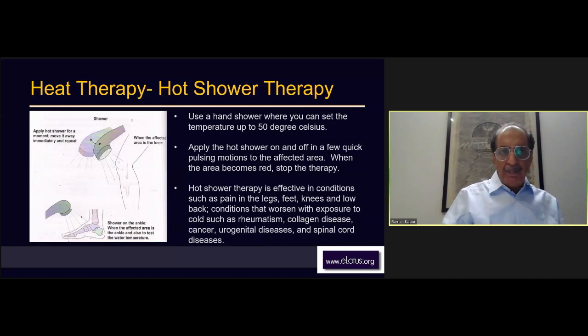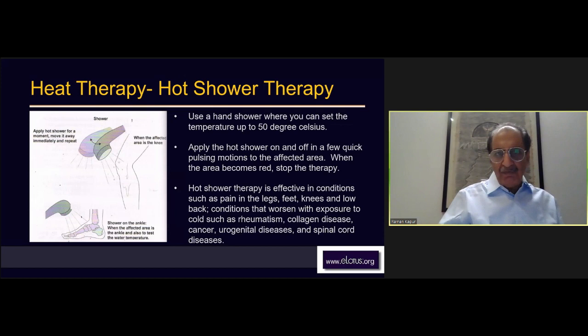Then what is heat therapy or hot shower therapy? It's nothing else but our normal hand shower that we use in our washrooms. You can set the temperature up to 50 degrees Celsius. If you don't have a setting in your system, you can just take the normal heat to a level of your toleration. Apply the hot shower on and off in a pulsing movement to the affected area. When the area becomes a bit red, you stop the therapy. Hot shower is effective in conditions like pain in legs, feet, knees, low back, conditions with worsened exposure to cold, like rheumatism, collagen disorders, urogenital and spinal cord disorders.